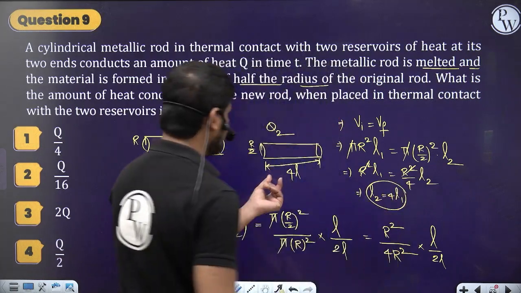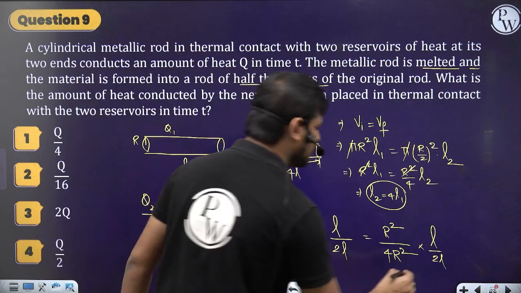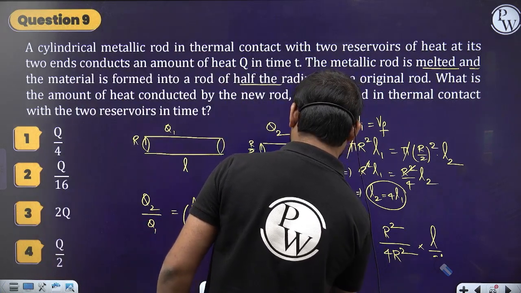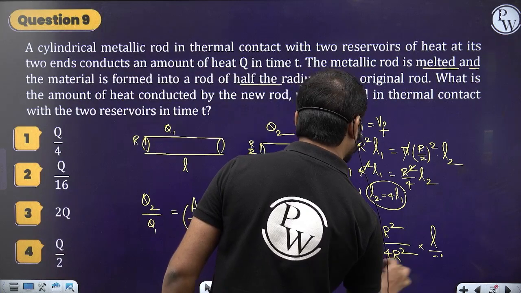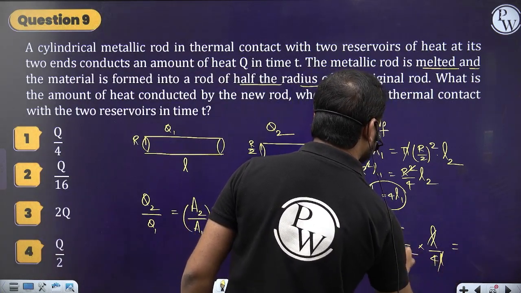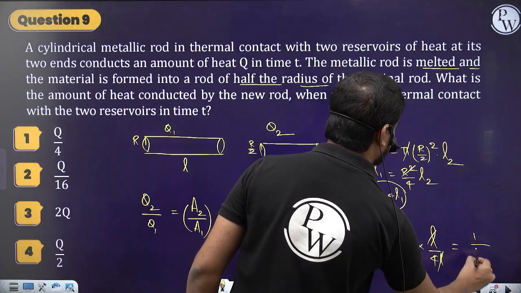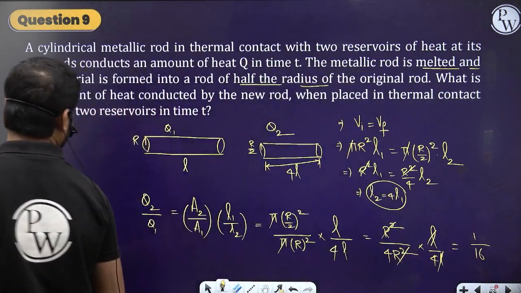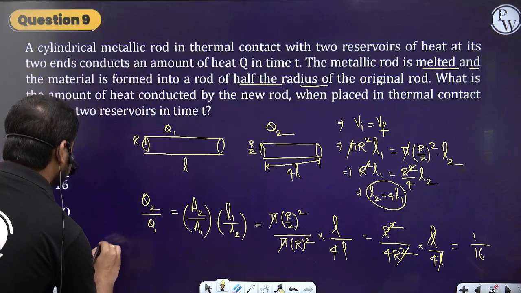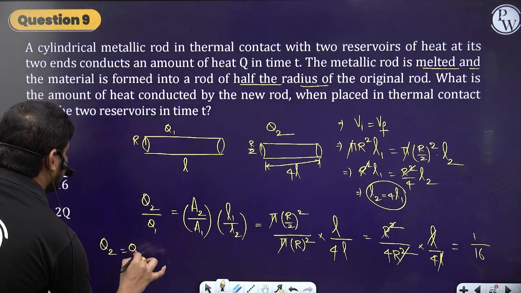So this is not 2L1, it is 4L1. 4L1 is nothing but 4L. Here you can write 4L. So volume conservation gives 4L, and here 4L. So L cancels, r square cancels. 1 by 4 into 4 is 16. So 1 by 16 is nothing but the Q2 we required. So Q2 is equal to Q1 by 16.